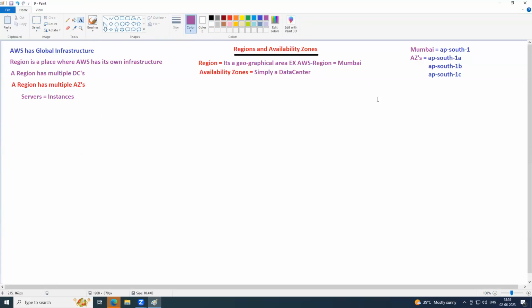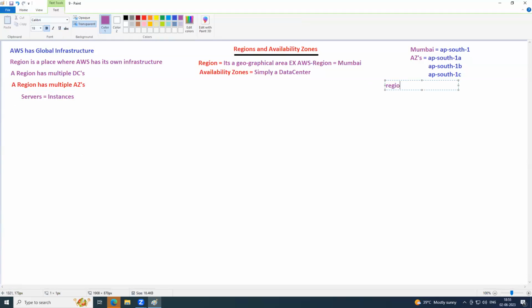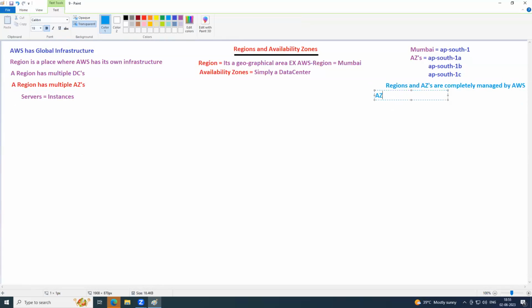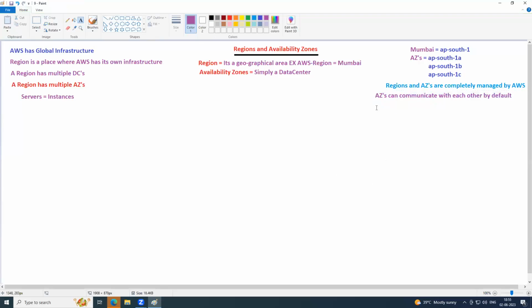Regions and availability zones are completely managed by AWS. Very good. Next, what did I say? Availability zones can communicate with each other by default. That means the networks are interconnected with each other. Yes or no? Availability zone networks are interconnected with each other.